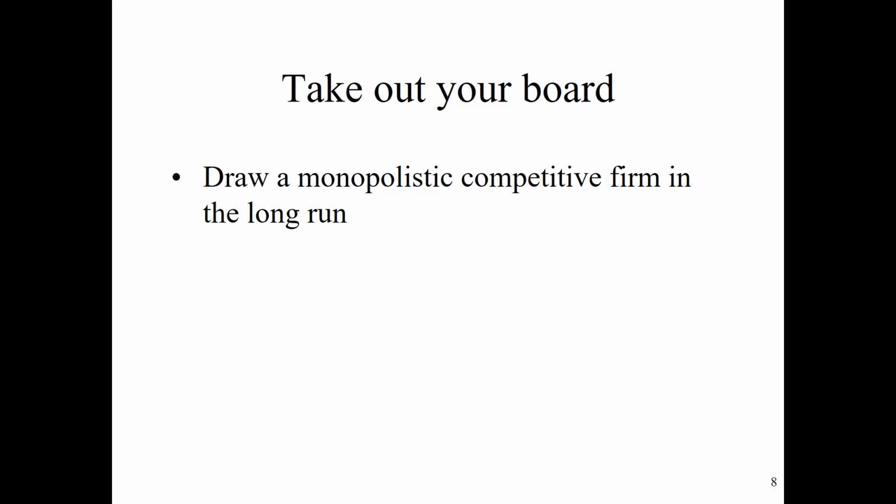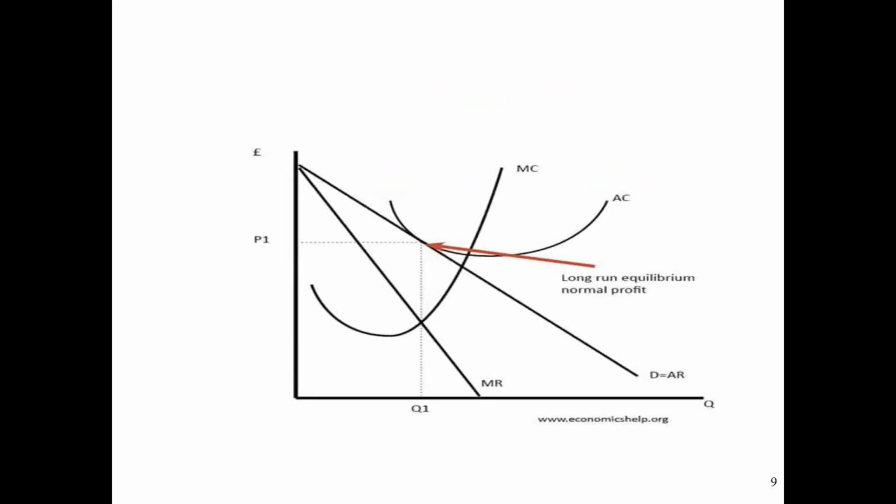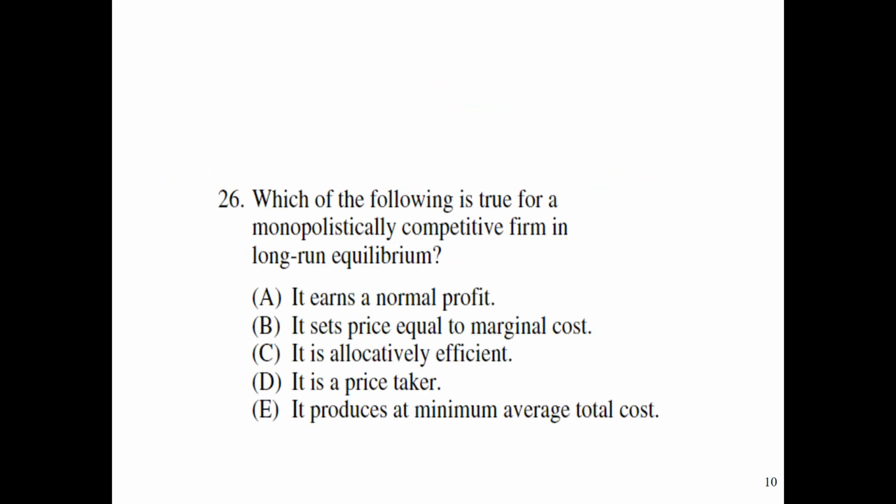All right, Jack, what do I have to do here to get monopolistic competition? Okay, great. Just keep your graph there and let's look at this multiple choice. Which of the following is true for a monopolistically competitive firm in the long run equilibrium?